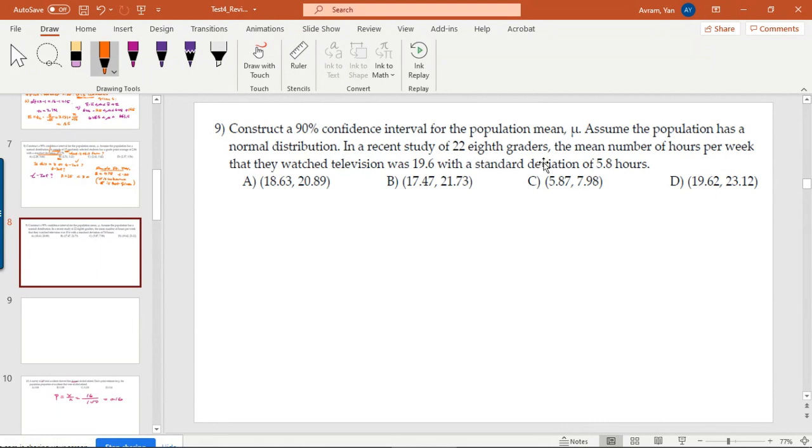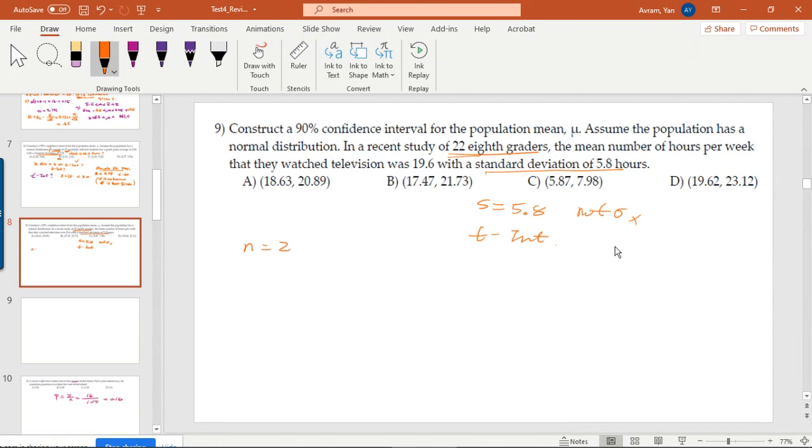In a recent study of 22 8th graders, the mean number of hours per week that they watched television was 19.6 with a standard deviation of 5.8. So what is this standard deviation from? The sample. Yes, that is very good. It's from the recent study of the 22 8th graders, and we know there's a lot of 8th graders out there. So this should be a sample standard deviation. It's s, not a sigma. So we know this is a T interval, okay?